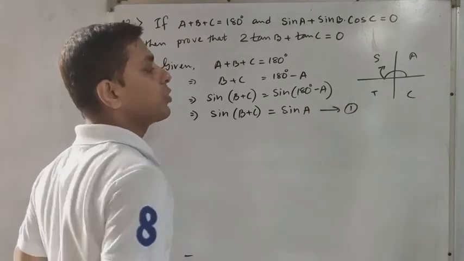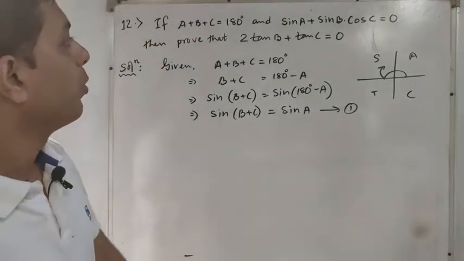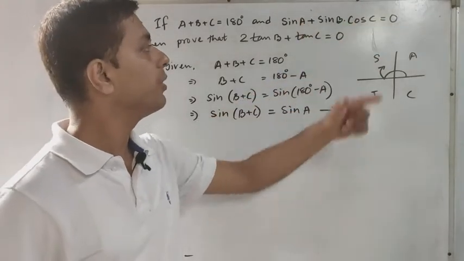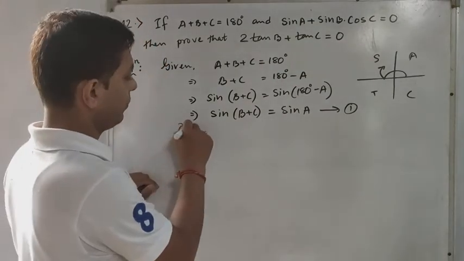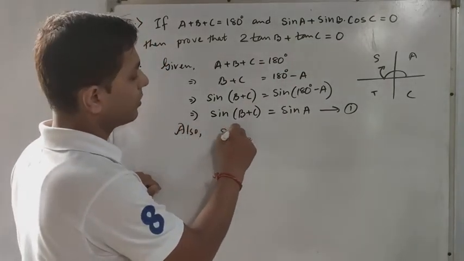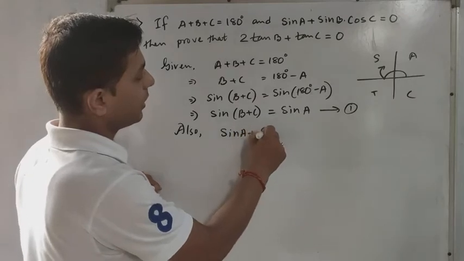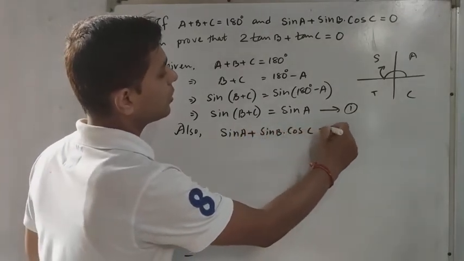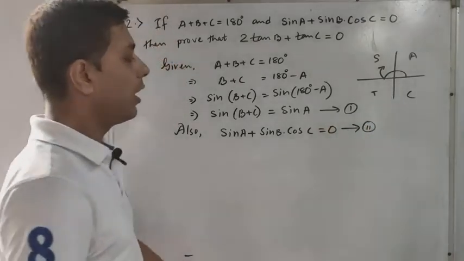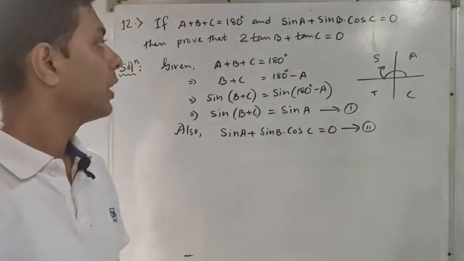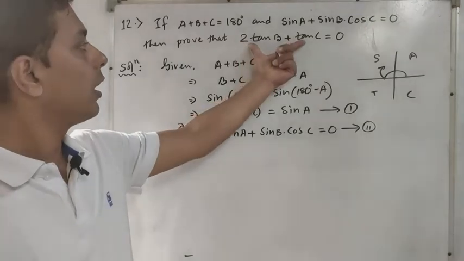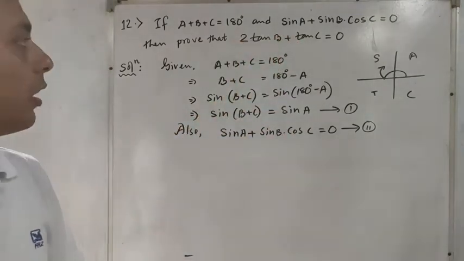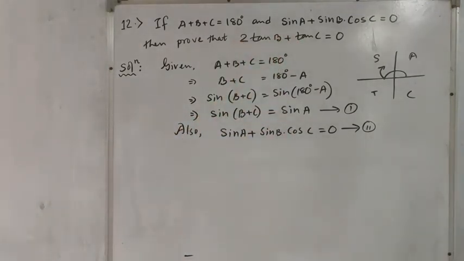Let us make it as question number 1. And one more clue is given, let us take that clue to be question number 2. What is given? Yes, sine A plus sine B into cos C is equal to 0. We are considering that as question number 2. Now let us begin with this portion, that is tan B plus tan C. That is the left hand side we are going to start with.